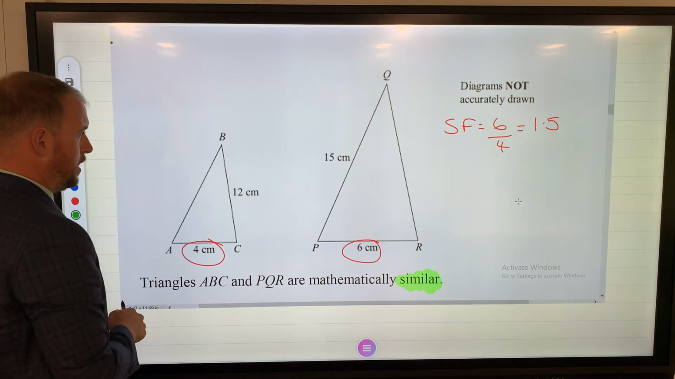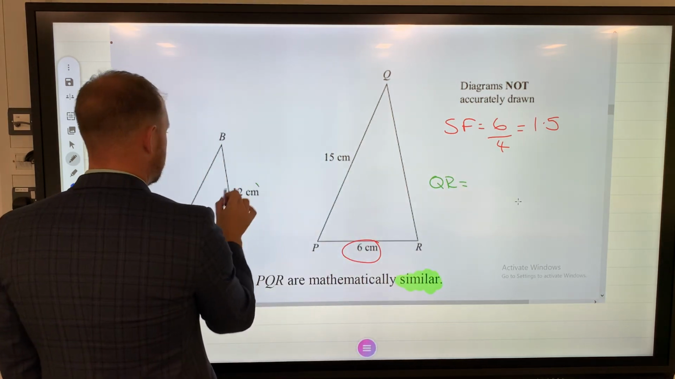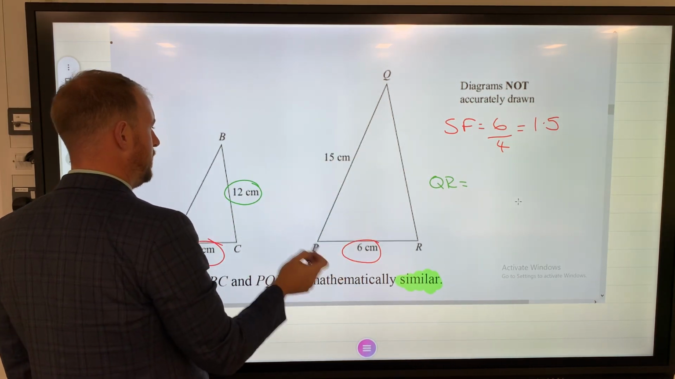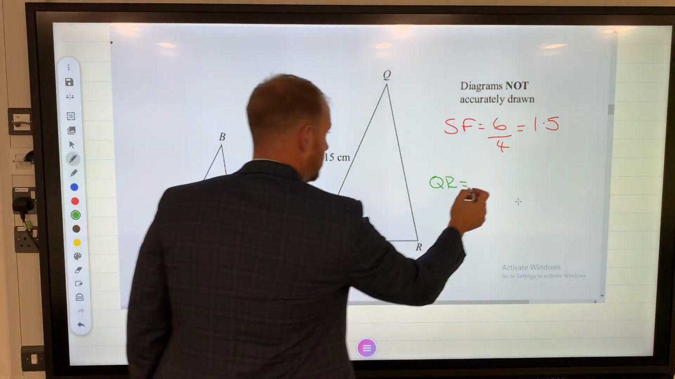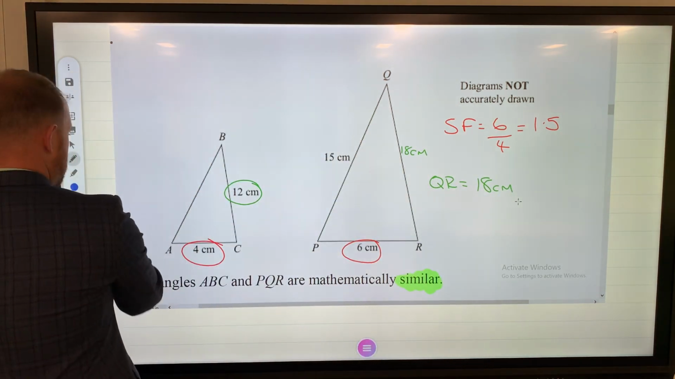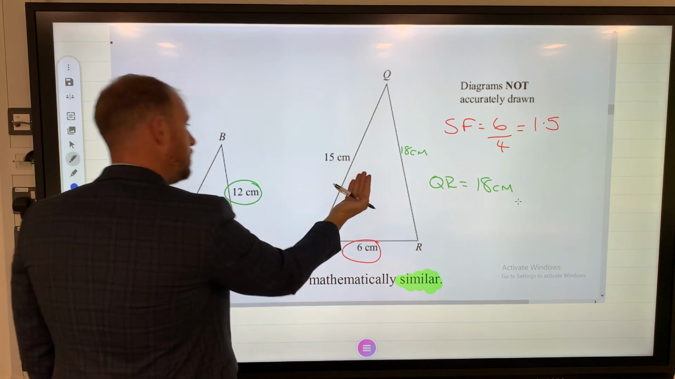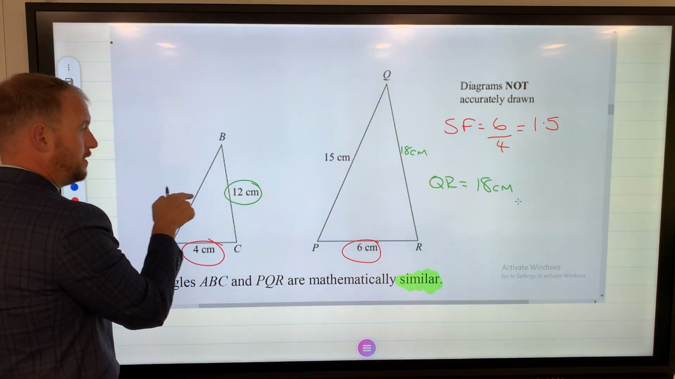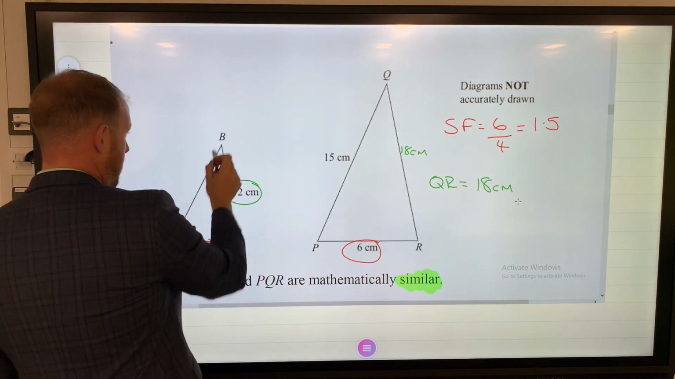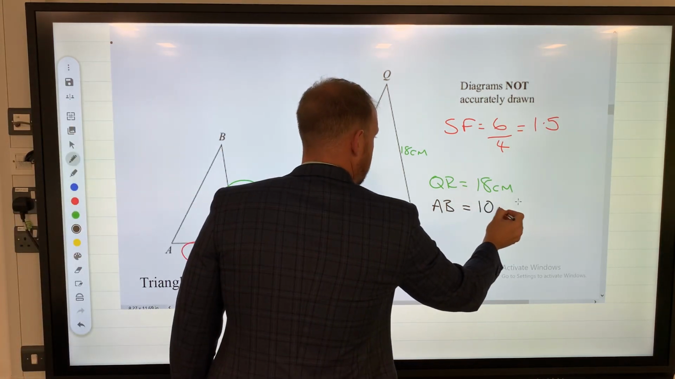Well, let's work out a couple of sides here. Let's go for this side here, this QR. Well, if this one's 12, and the scale factor is 1.5, to get from the small shape to the big shape, we times it by 1.5. Now, half of 12 is 6, add it on is 18. So that means QR, this one here, is 18 centimetres. This one here, if this side, the left-hand side, is 15 centimetres, to go down to the smaller similar shape, we have to divide by 1.5. So AB: 15 divided by 1.5 is 10 centimetres.